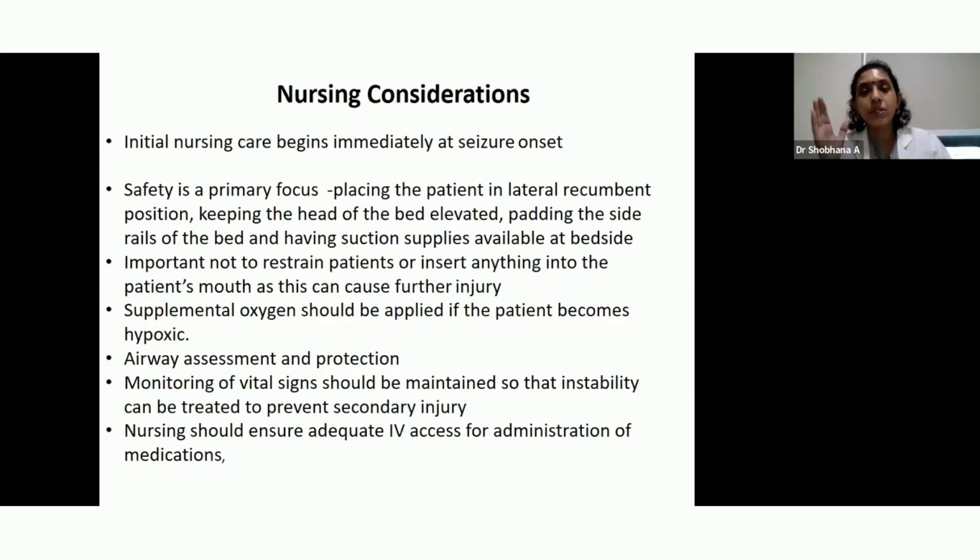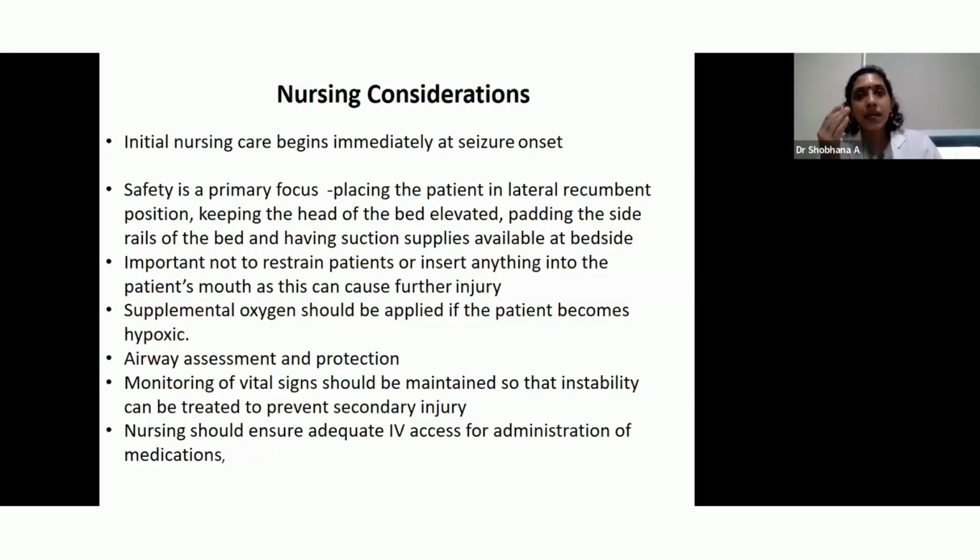begin as soon as the patient enters seizing or at the onset of the seizure activity. Safety is the primary focus. The patient is to be placed in the recovery position, any lateral recumbent position, keep the head end of the bed elevated, pad the sides and rails of the bed, and suction appliances to be kept for prevention of aspiration. Important not to restrain, do not pull or push the patient, or do not insert anything into the mouth. This can cause further injury. Furthermore, supplemental oxygen if the patient becomes hypoxic.